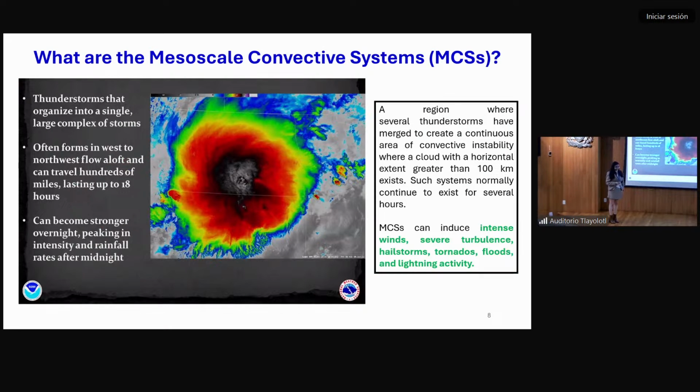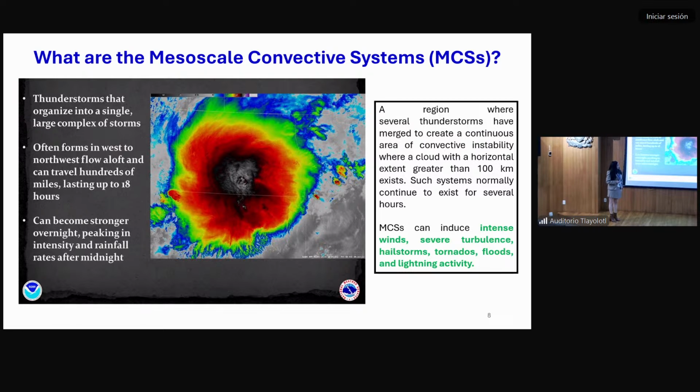But this talk is about mesoscale convective systems. So if you're wondering how this is connected, most of the mesoscale convective systems occur during July and August. And let me explain that later. First, I would like to explain what a mesoscale convective system is. That is a region where several thunderstorms have merged to create a continuous area of convective instability, where a cloud with a horizontal extent greater than 100 kilometers exists. That's the main threshold to consider that a thunderstorm is a mesoscale convective system.